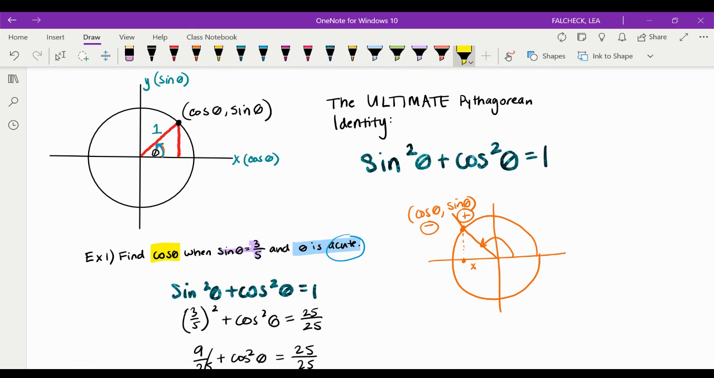Okay, so the Pythagorean identity, sine squared theta plus cosine squared theta, is extremely useful.